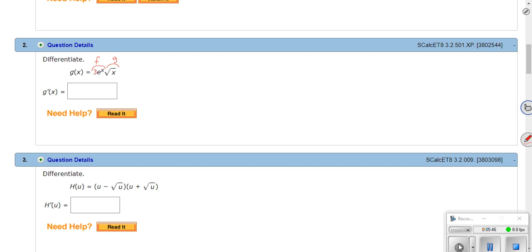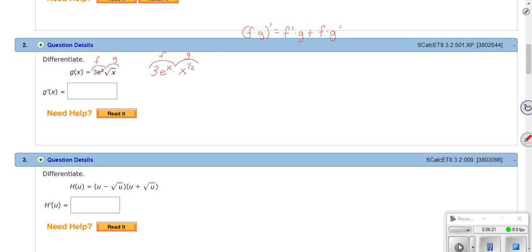Okay, and I'm going to rewrite this as 3 e to the x times x to the 1/2. So this is my F, this is my G. I hope everybody understands that the square root is the 1/2 power. So again, my formula for (F times G)' is F prime times G plus F times G prime.